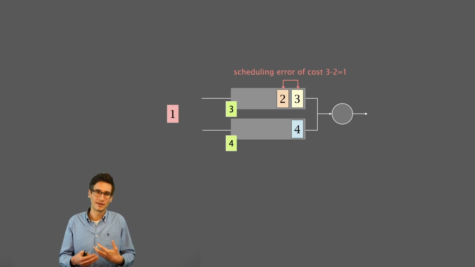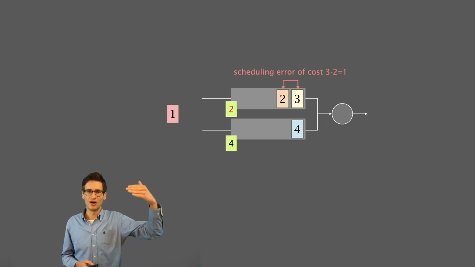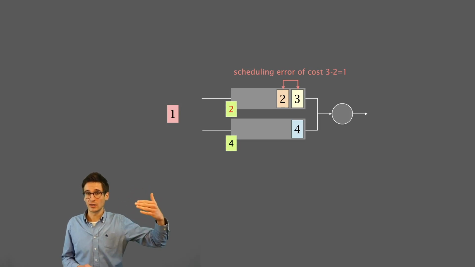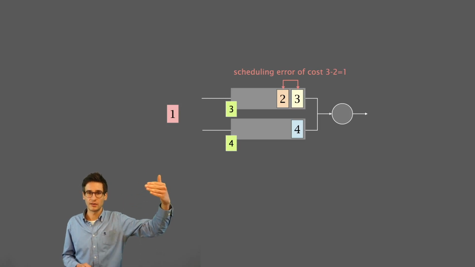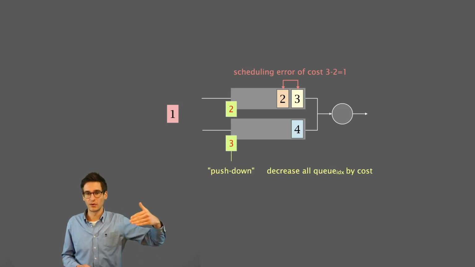We know that we will actually have scheduling mistakes in which we will schedule a packet of rank 2 after a packet of rank 3, where it should have been the opposite. And this is where the push down will take place. So we have a cost of 1. So in SP-PIFO, what we do is that we lower all the indexes by the amount of the cost. So here by the amount 1. So here we start from 3, we'll go to 2, and then 4 will go to 3.